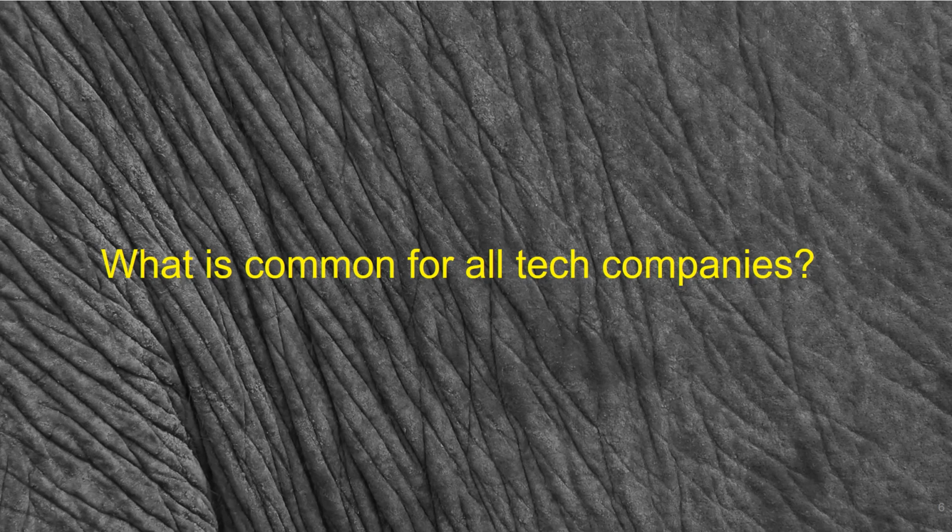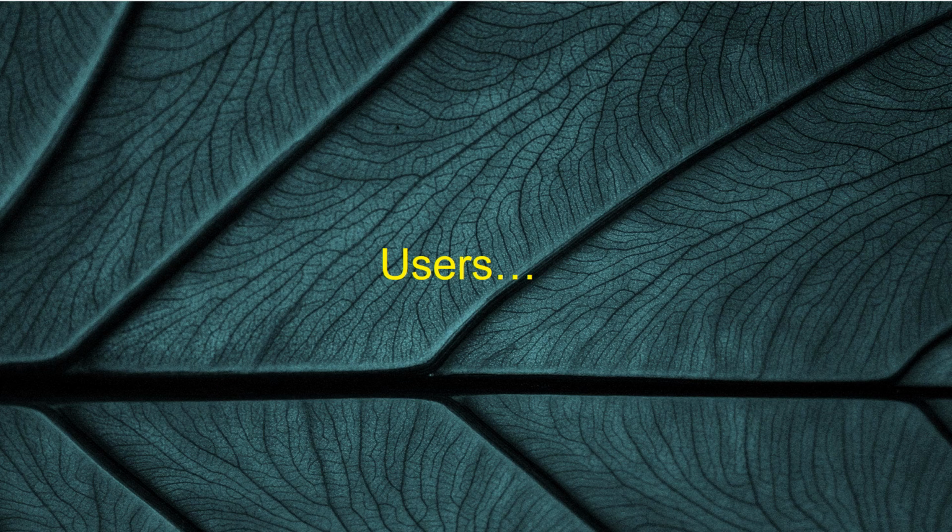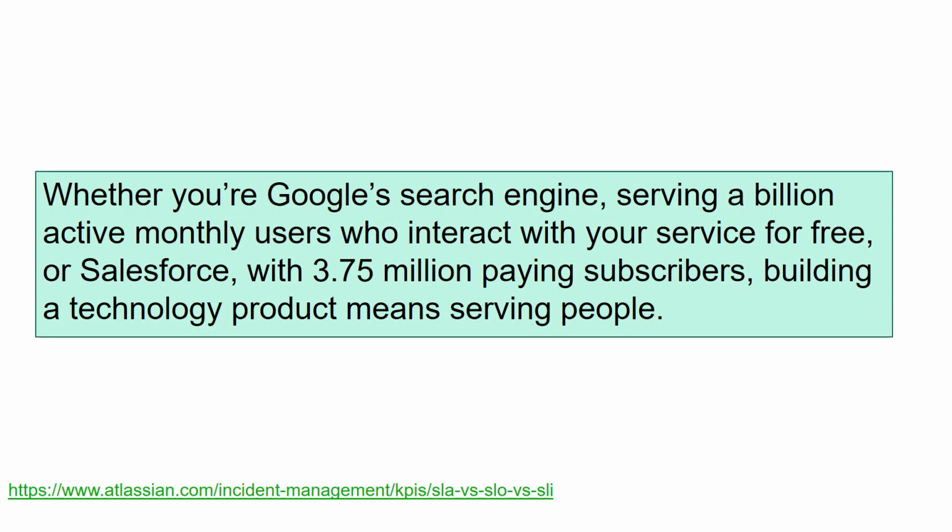What is common for all tech companies, guys? For all tech companies, the common thing is users. Whether you are the Google search engine serving a billion active monthly users who interact with your service for free, or Salesforce with 3.75 million paying subscribers, building a technology product means serving people.